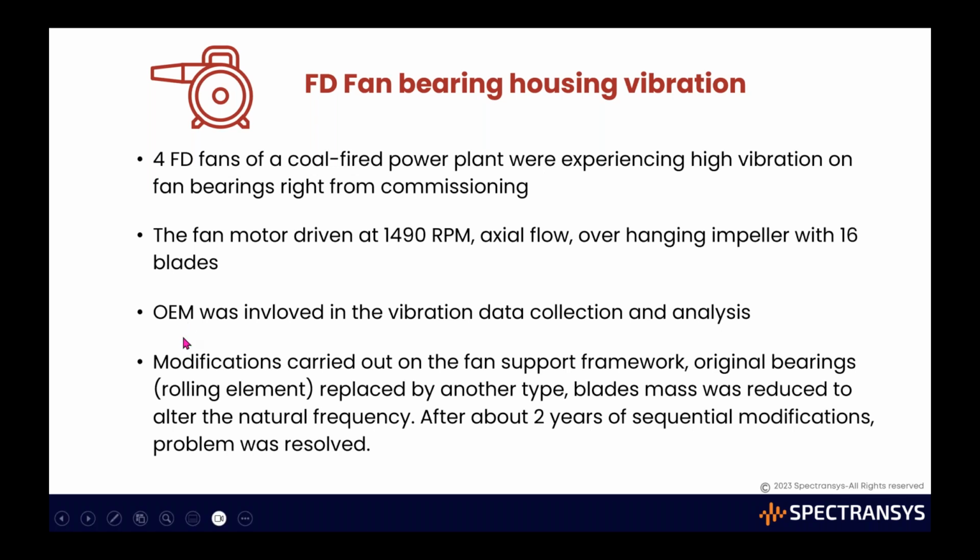And by the time the problem was solved, it has almost taken 2 years. And all possible modifications were carried out. See, modifications carried out on the fan support framework. Original bearings were replaced with another type of bearings. And then the blade mass was reduced to change the natural frequency. And in all this process, it has taken about 2 years to completely eliminate the vibration problem. And both the people who are owning the fans and the people who are supplying the fans have tremendous loss in expenditures in terms of time and production loss and all those things there.